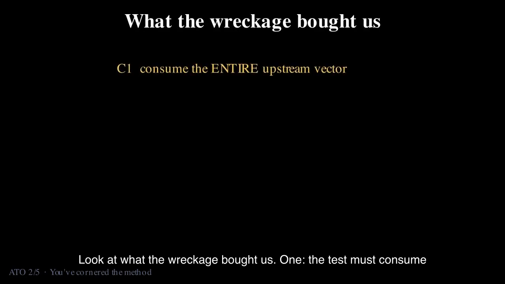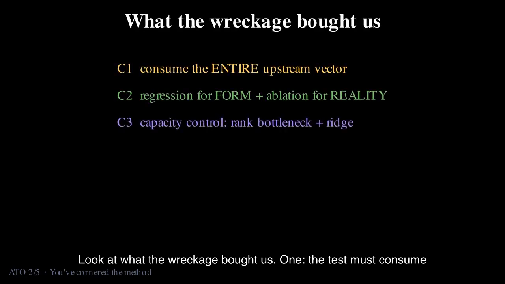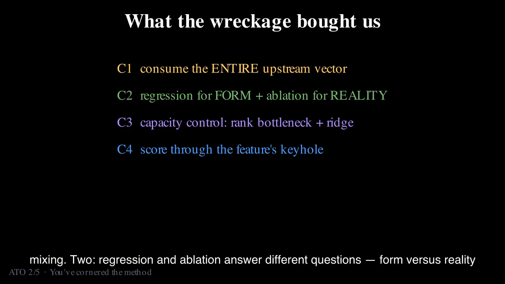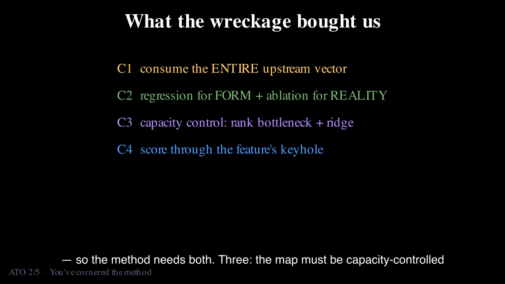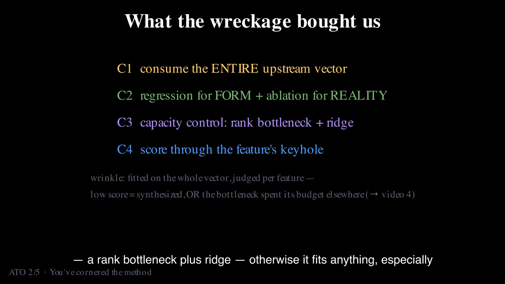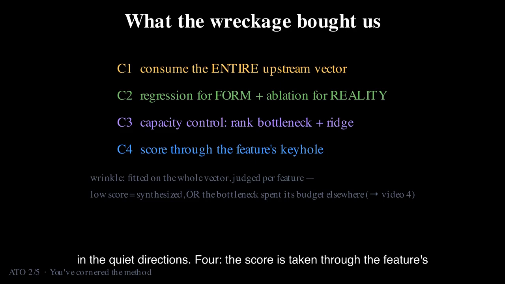Look at what the wreckage bought us. 1. The test must consume the entire upstream vector. Tracking a single coordinate is meaningless under mixing. 2. Regression and ablation answer different questions, form versus reality, so the method needs both. 3. The map must be capacity controlled, a rank bottleneck plus ridge, otherwise it fits anything, especially in the quiet directions. 4. The score is taken through the feature's own keyhole, not on the raw vector.